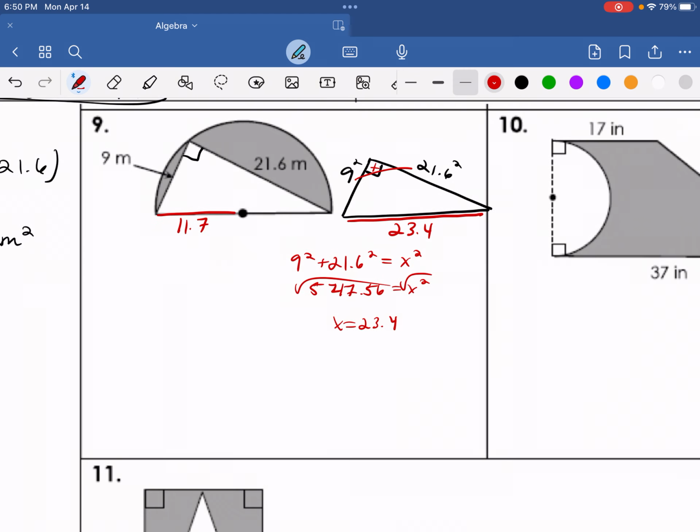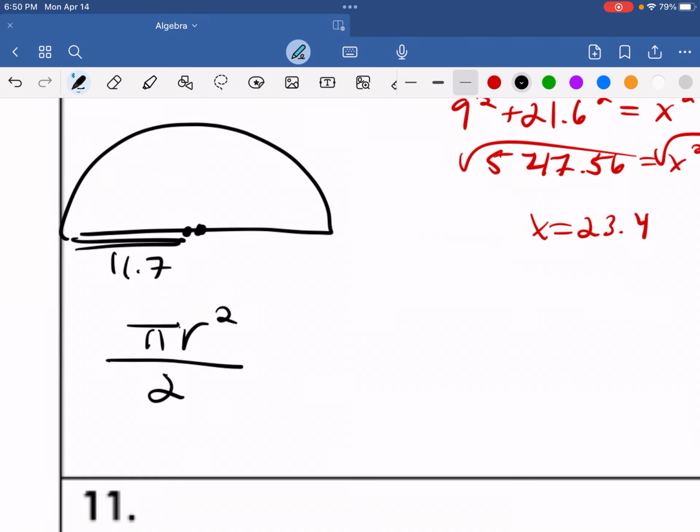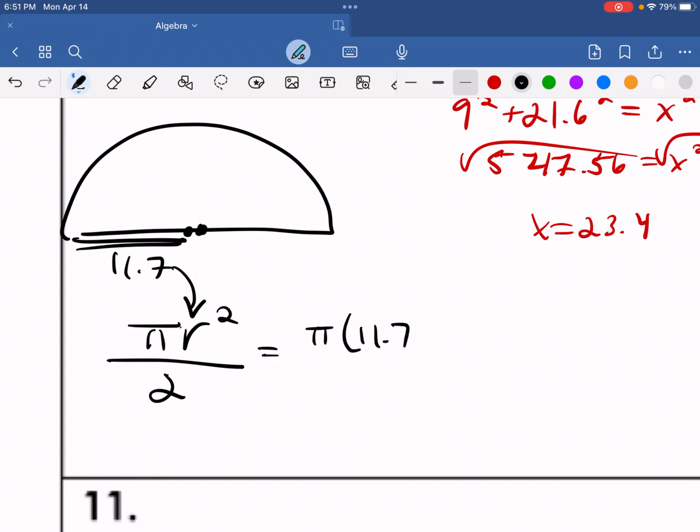And why does that help me? Because now I care about the semicircle. For the semicircle, I just need the radius. So now we know that half of it is 11.7, and we can do pi r squared divided by 2. Make sure you cut it in half because it's half a circle, not a full circle. And the radius goes right there. So it'd be pi times 11.7 squared divided by 2. And that would be the formula for the semicircle.